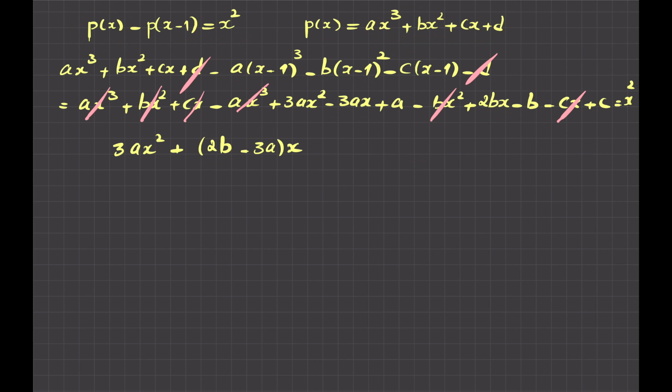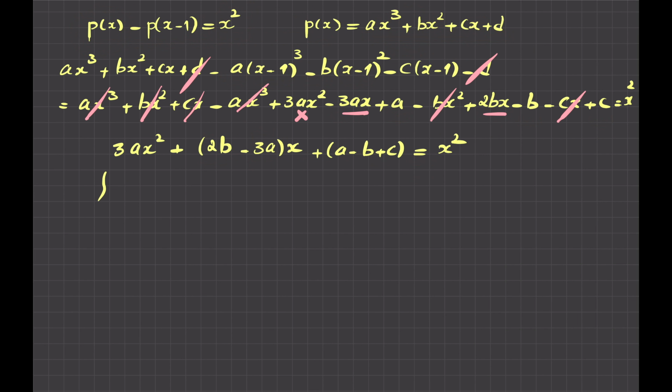So what I did, I considered these two so far. I also considered this term. So what is left for me is positive a, minus b, positive c. So it becomes positive a, negative b, plus c. This is supposed to be equal to x squared for all choices.